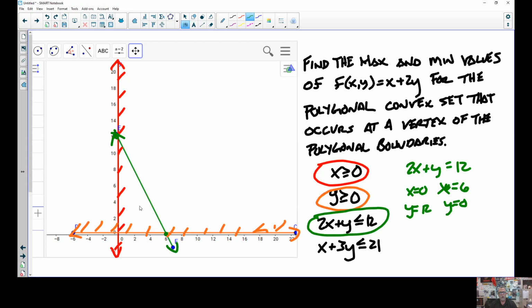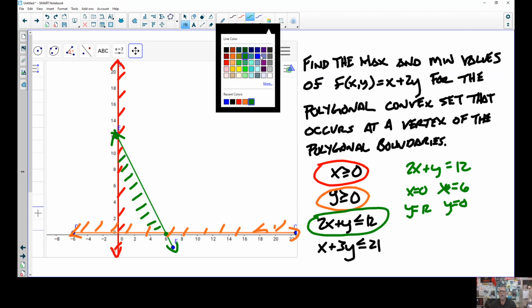And we want to find what side, this side or this side. If I put 0, 0 in here, I would get 0 plus 0 is less than or equal to 12. So 0 is less than 12. So that side works. That means everything on this side works. And we now have a triangle. But we're not done. We still have one more to graph.